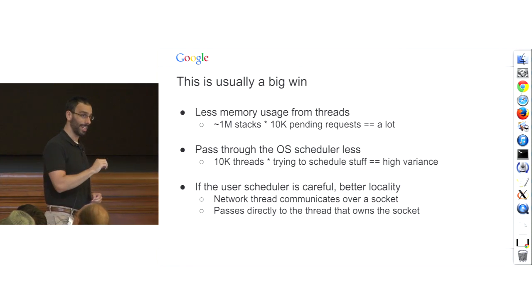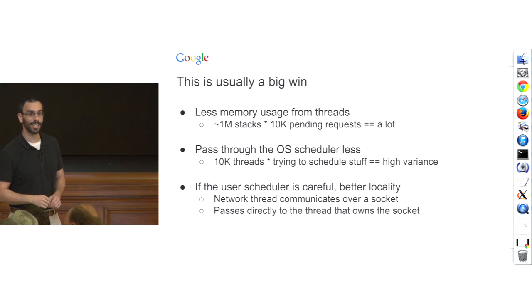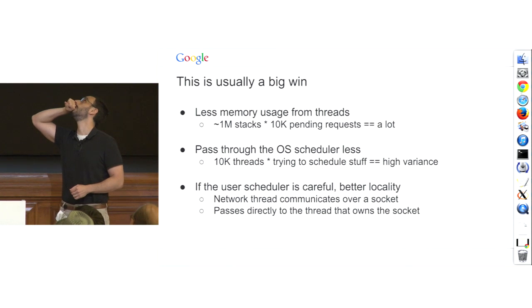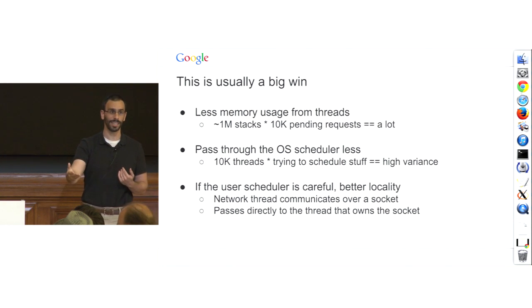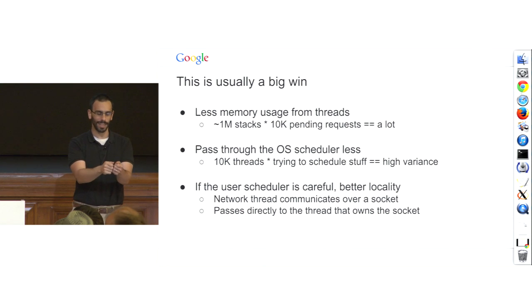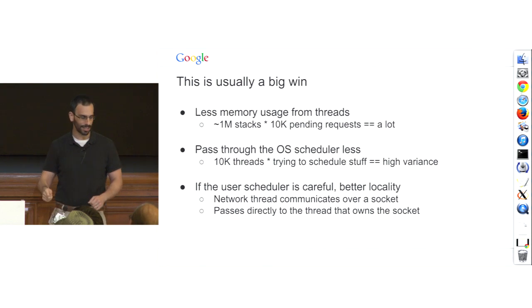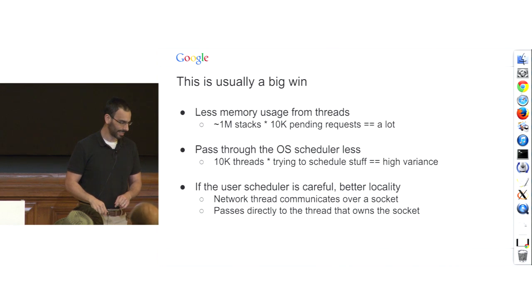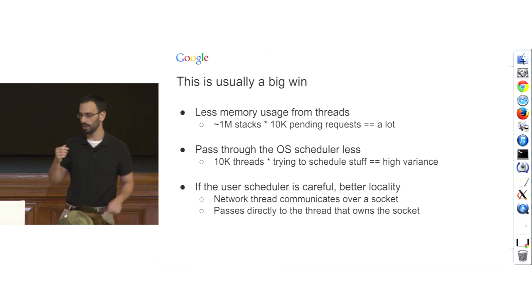And if you're very, very careful, you can actually have really nice locality. So for example, if a request is coming down off the wire, you read from the socket, you say, oh, well, this is Bob over there who wants to deal with this. Let's schedule Bob immediately on this thread. And that can be really nice in terms of not bouncing back and forth between multiple threads.